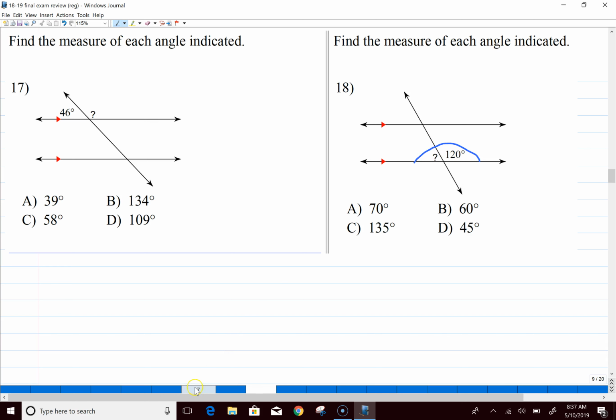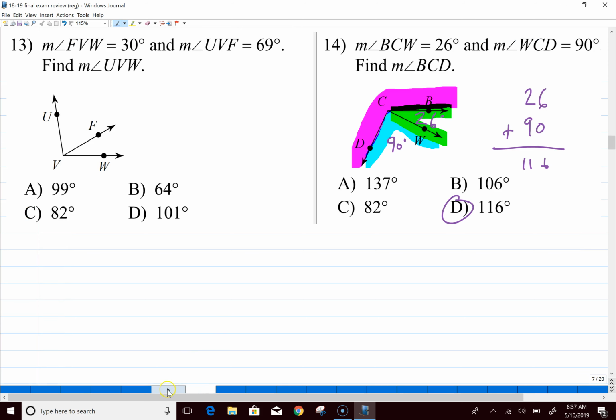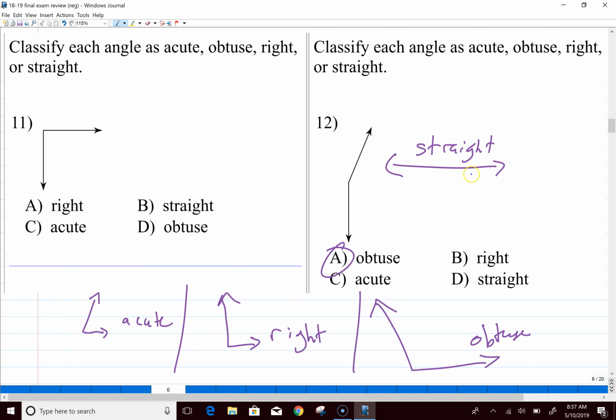Just like I wrote down over here. Here's the straight line. All of this is 180 degrees. This is less than 90, that's exactly equal to 90, this is more than 90.